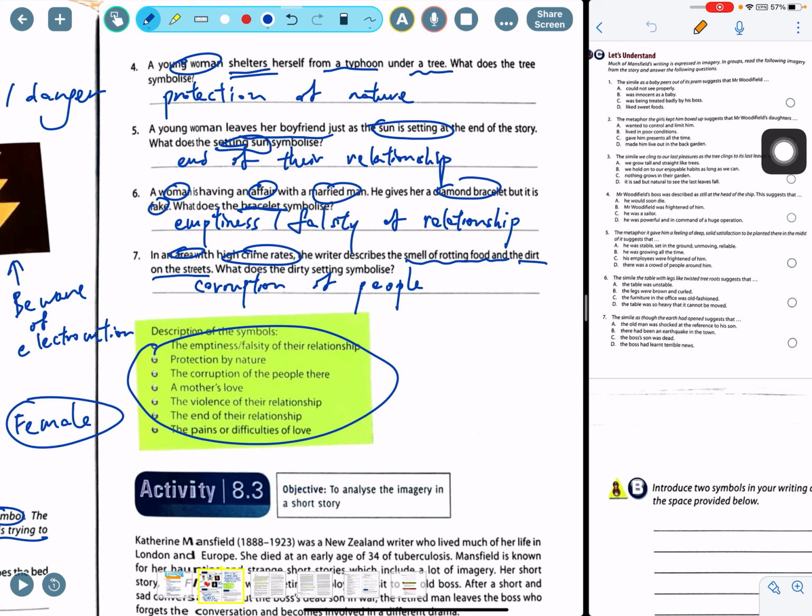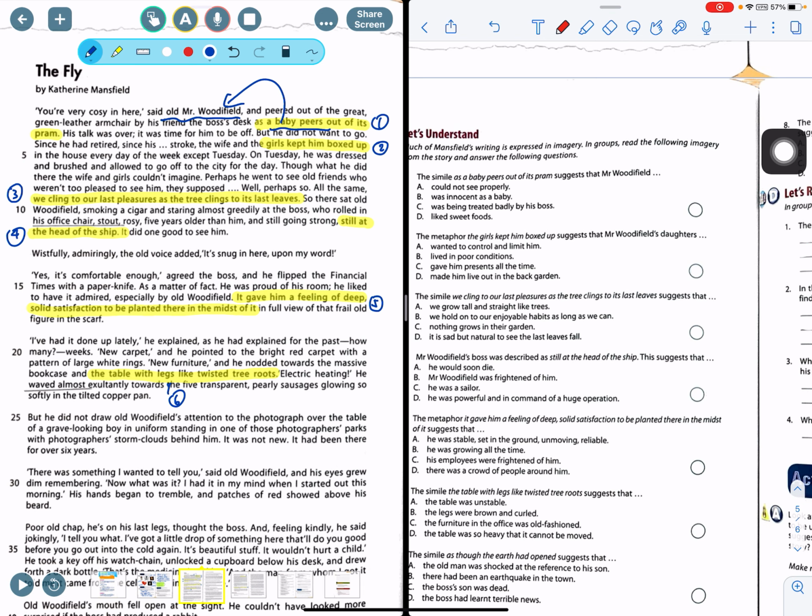"If we're cozy here," said old Mr. Woodfield, peering out of the green leather armchair from his friend's boss desk, as a baby peers out of his pram. So you should understand that "as a baby peers out of his pram" is used to describe old Mr. Woodfield. So what does it mean? It means that the writer is trying to associate Mr. Woodfield with a baby.